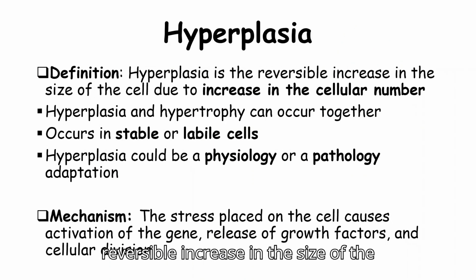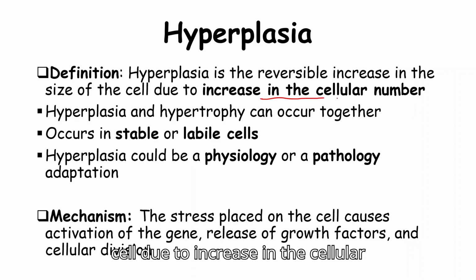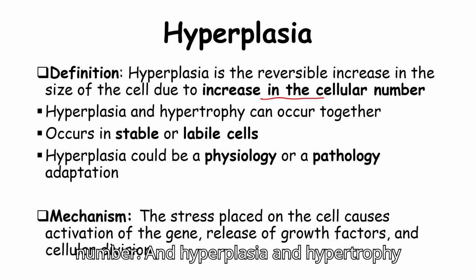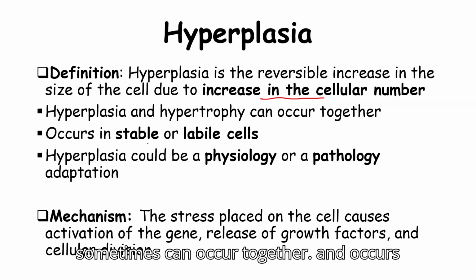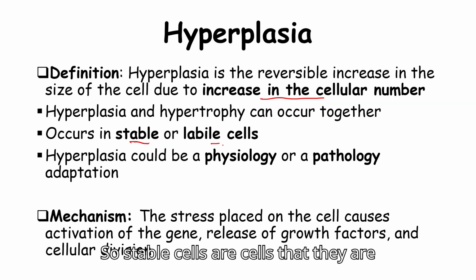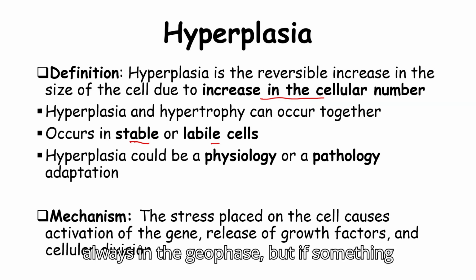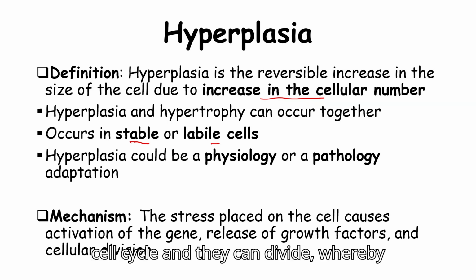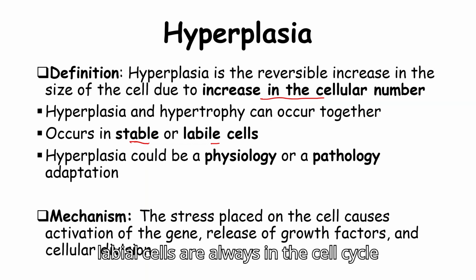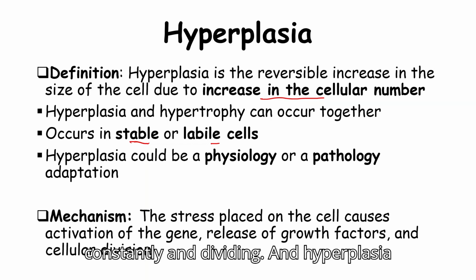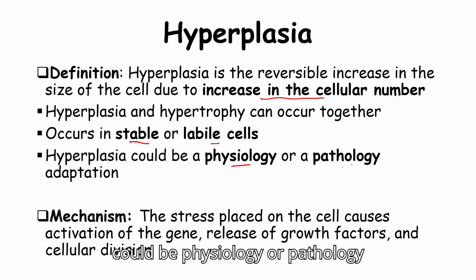Hyperplasia is a reversible increase in the size of the tissue due to an increase in the cellular number. Hyperplasia and hypertrophy can sometimes occur together, and hyperplasia occurs in what we call stable and labile cells. Stable cells are always in the G0 phase, but if something stimulates them, they can go into the cell cycle and divide. Labile cells are always in the cell cycle, constantly dividing. And hyperplasia could be a physiologic or pathologic adaptation.